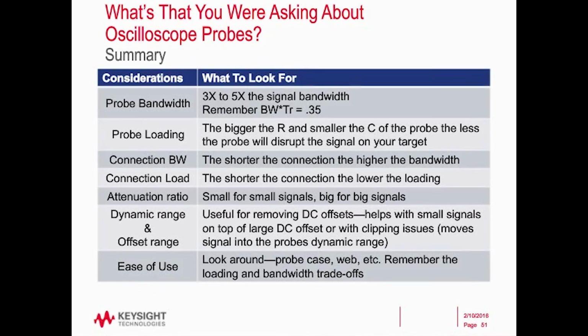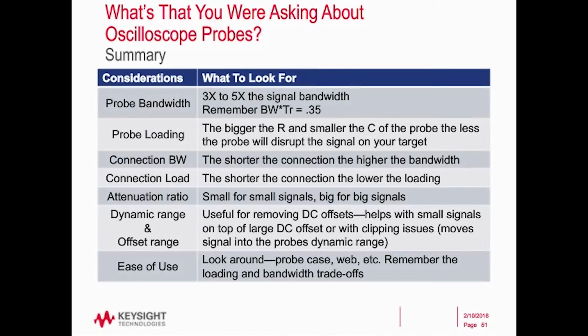So let's summarize some of these considerations real quick. When it comes to bandwidth, remember the 3x to 5x rule for bandwidth, and that useful little formula of bandwidth times rise time equals 0.35. Given one, you can calculate the other and figure out your need from there. When it comes to probe loading, a big R is your friend, but don't overlook the value of very small C. So you want to probe with big R and small C. Connection bandwidth and connection loading, those two go together. Shorter is better. Shorter is better.